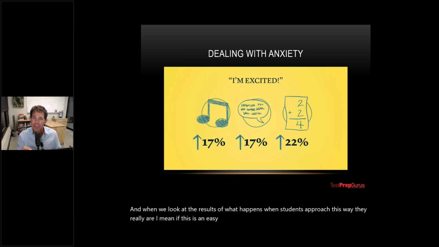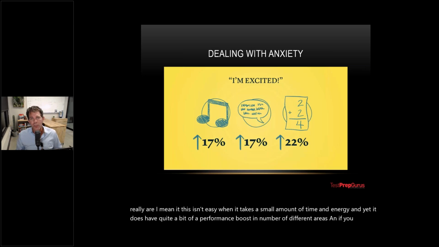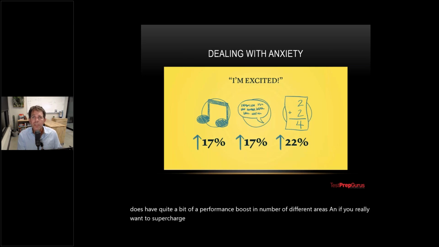It takes a small amount of time and energy, and yet it does have quite a bit of a performance boost in a number of different areas. And if you really want to supercharge this for a school-based situation, whether that is an AP exam or a SAT or ACT exam or a test in school, we have seen this technique be extremely successful.